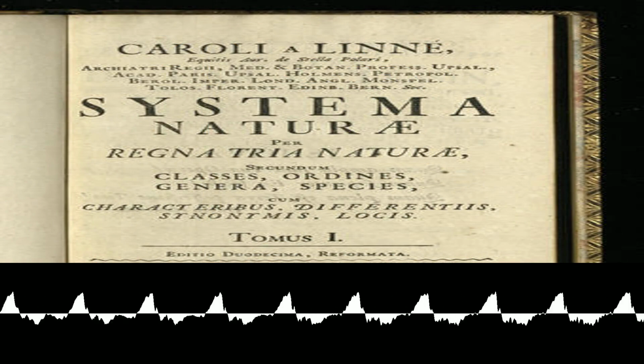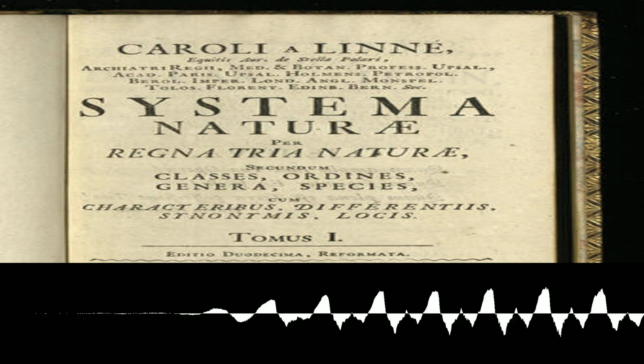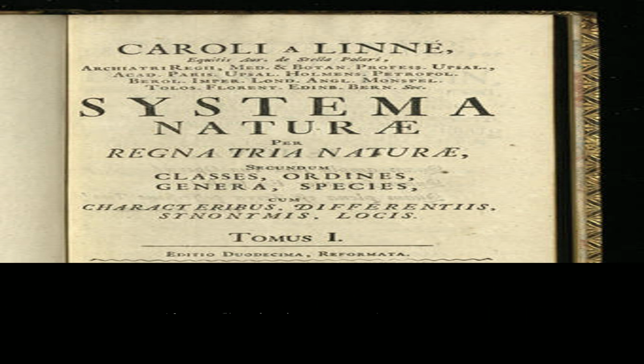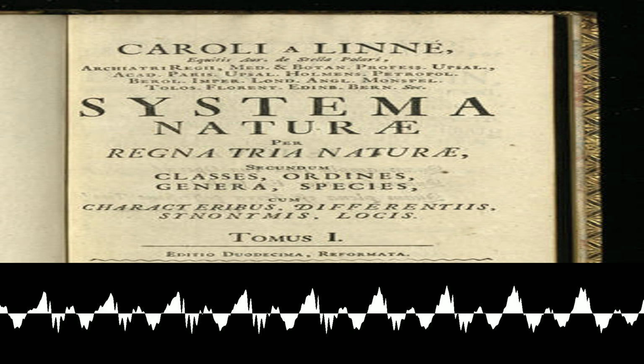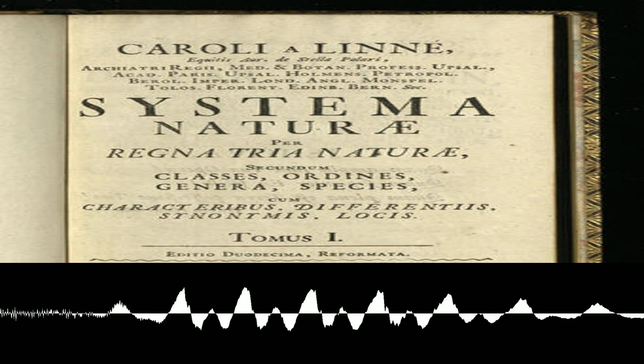The use of binomial nomenclature was simple, efficient, and readily adaptable. The naming process allowed for clear, concise, and consistent communication. This seemingly simple change revolutionized the scientific process. It allowed researchers from diverse locations to unambiguously refer to specific organisms.